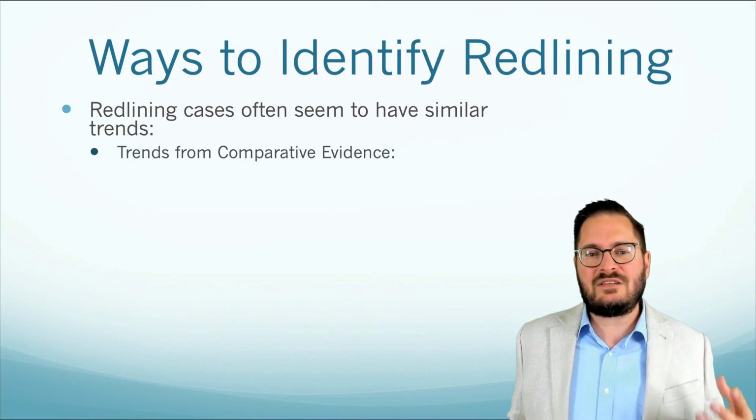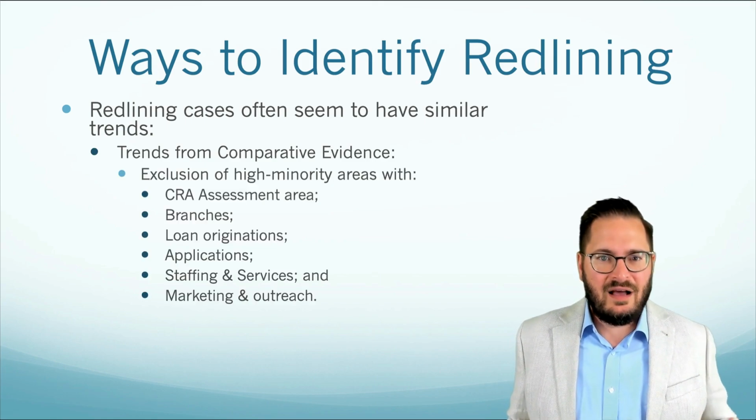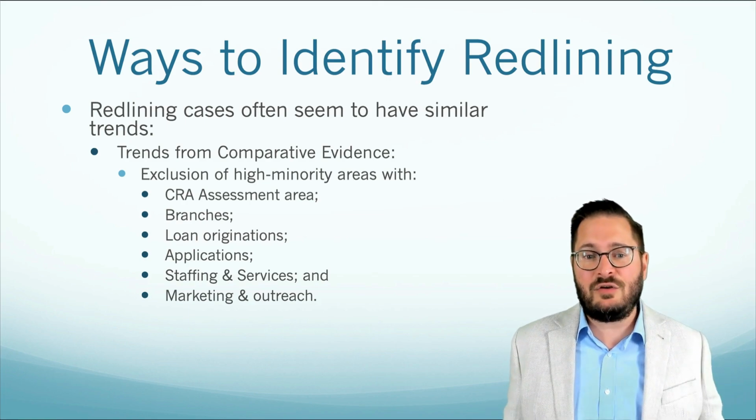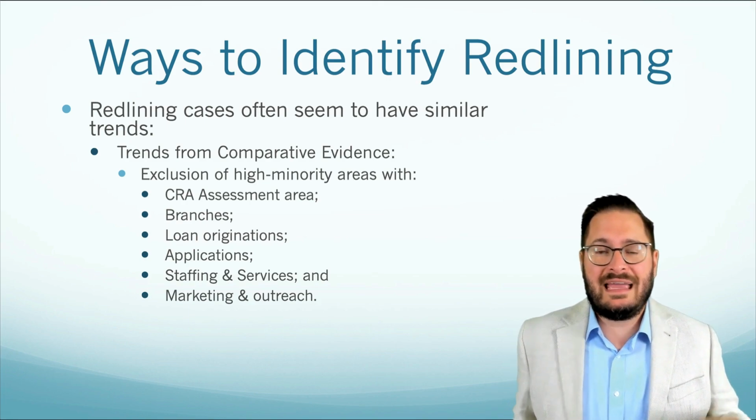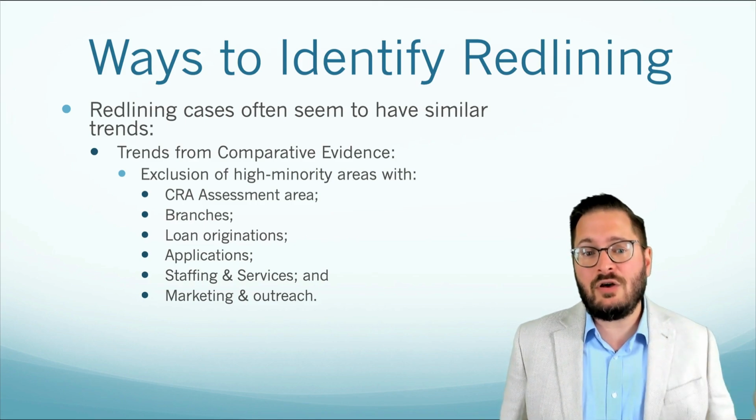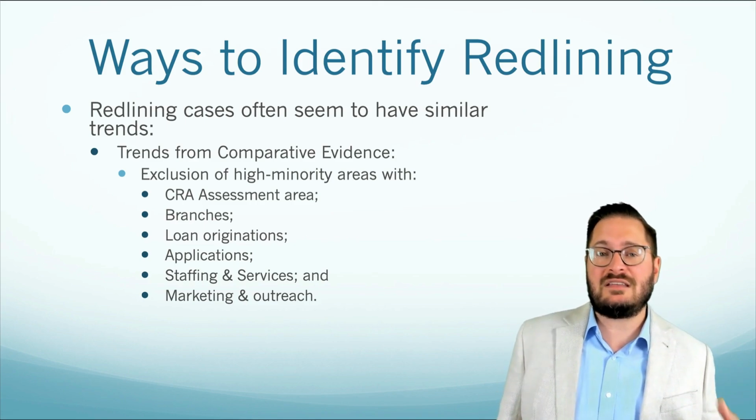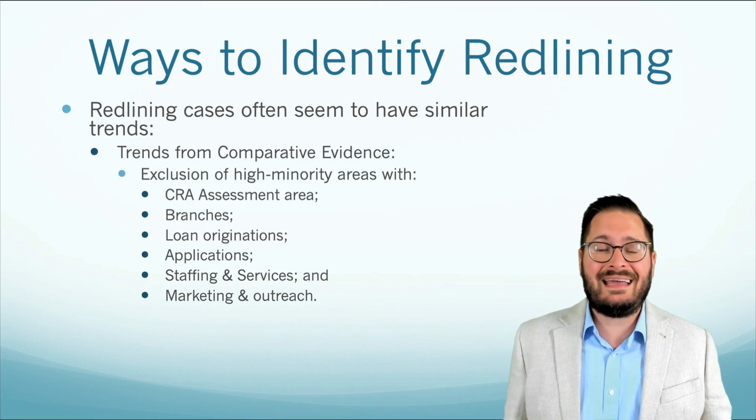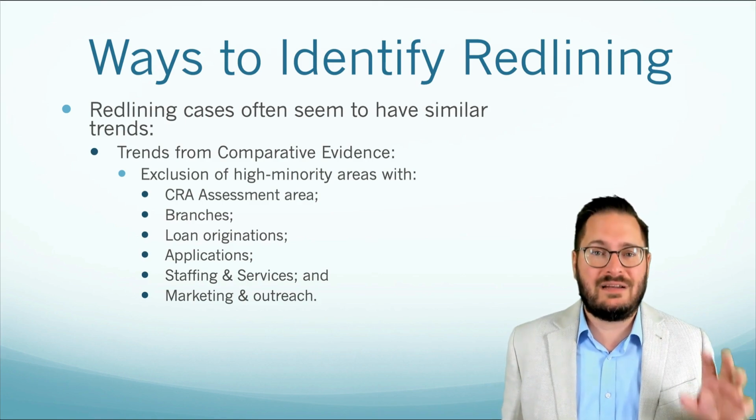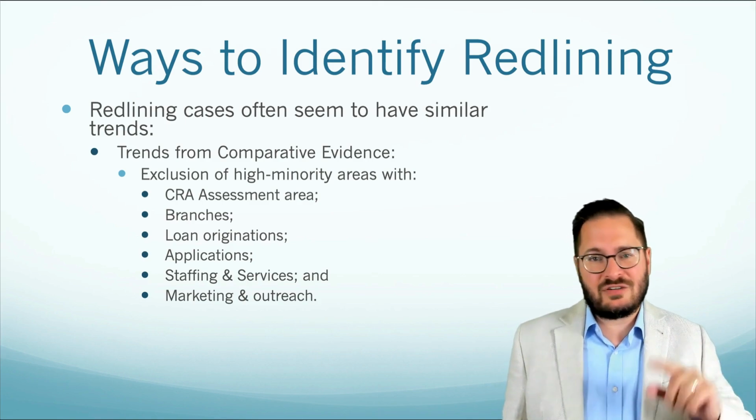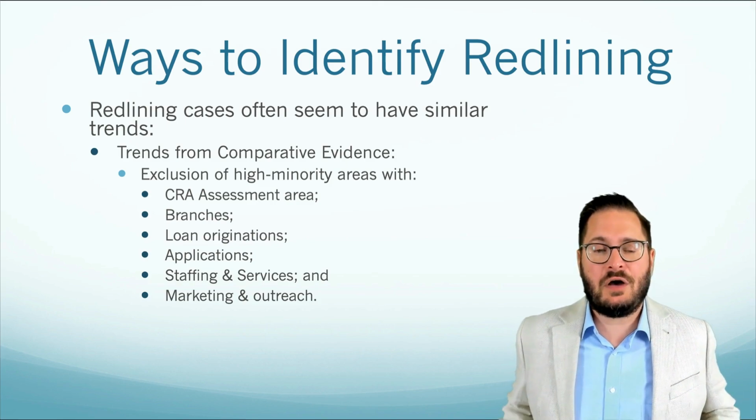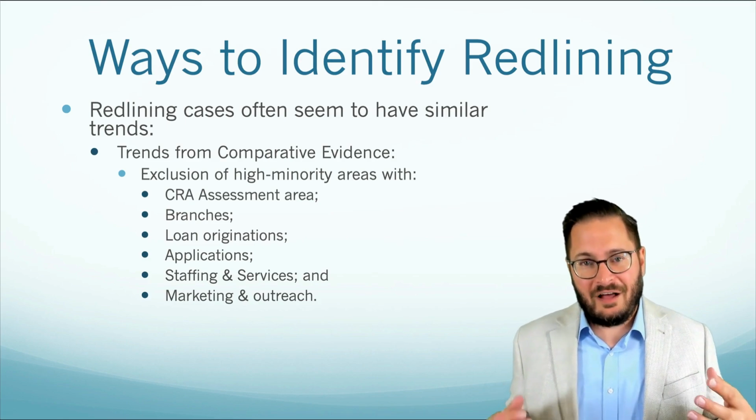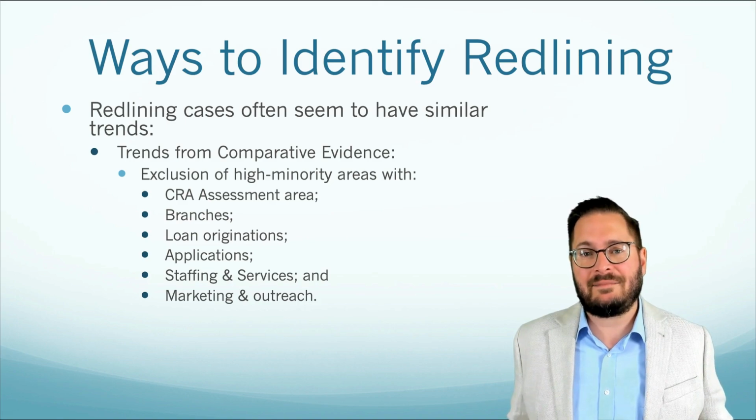As it relates to trends from comparative evidence, when we take a look at redlining cases, we typically see that financial institutions have excluded high minority areas in their assessment areas, in their branch locations, in their loan applications and loan originations, and in how they staff branches and how they service branches, and how they conduct marketing and outreach to minority communities in a financial institution's larger assessment area. So this is how examiners typically find comparative evidence of disparate treatment as it relates to redlining.